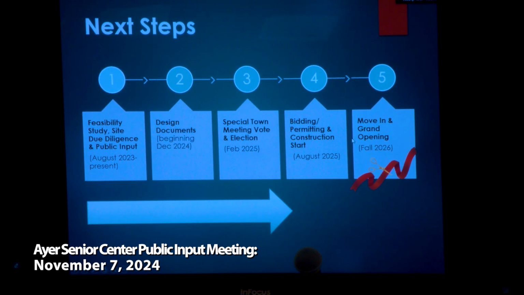So in terms of the process from here on out, we are currently in step number one, the feasibility study, doing site due diligence, and gathering public input. And that will continue throughout the fall. The next phase would be moving on to the next level of design, the drawings and design documents. And that will hopefully take us to a special town meeting in February sometime, maybe early March, but February.